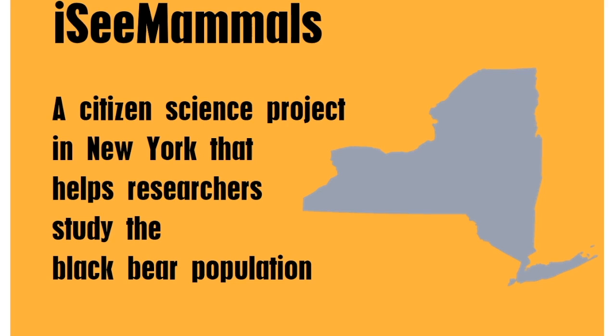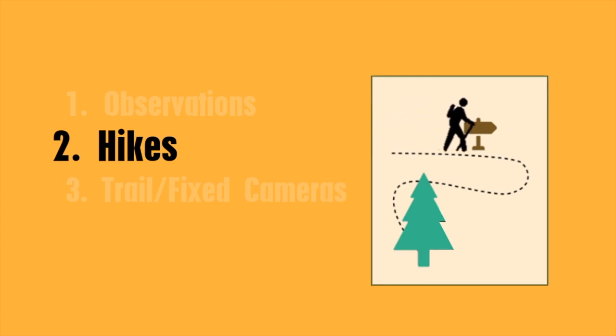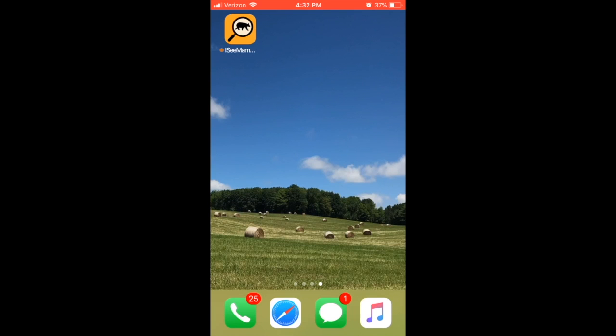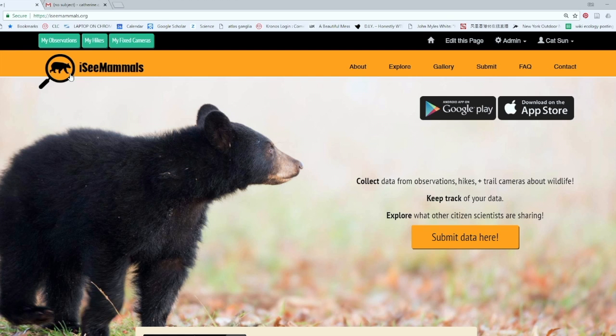iSeeMammals is a citizen science project in New York for helping researchers study black bears. This tutorial is for recording and submitting hikes, and any observations that may occur during the hike. Hikes can be submitted with the app and viewed on the website.